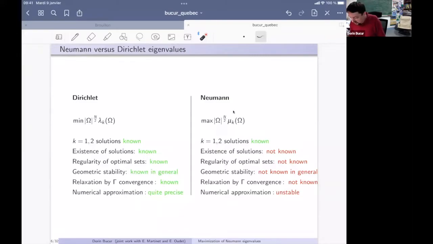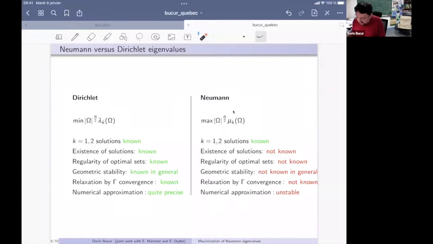It was solved in two steps. The first step was a proof by Girouard, Nadirashvili, and Polterovich in 2008 in two dimensions in the class of simply connected sets, and in 2019 by Antoine Henrot and myself in R^n in the class of Lipschitz sets. And now, this is not an immediate consequence of the same inequality for k equal to 1.